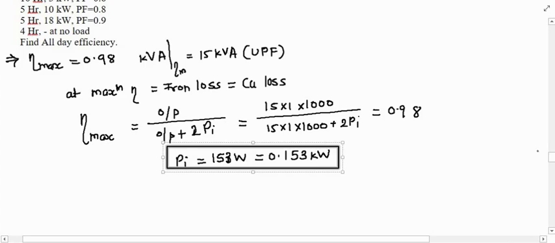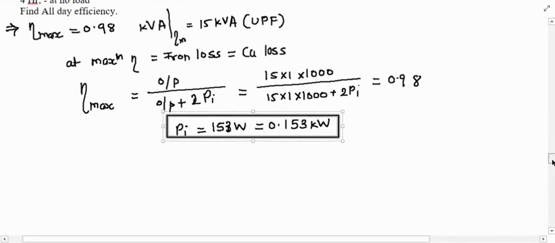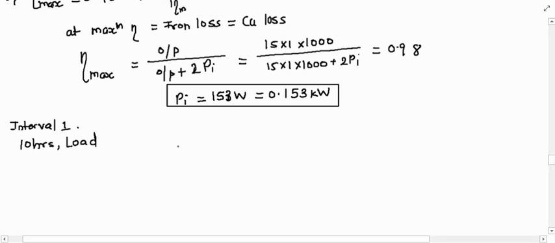Now let us start with your interval 1. What is interval 1? The transformer is on for 10 hours. Power is 3 kilowatt and power factor is 0.6. So here 10 hours. What is the load? 3 kilowatt at 0.6. So I will find out the load in kVA. So kW divided by power factor gives the load in kVA. So it is 5 kVA, right?